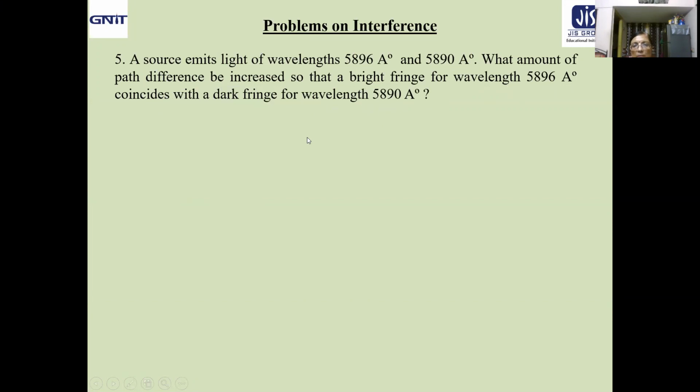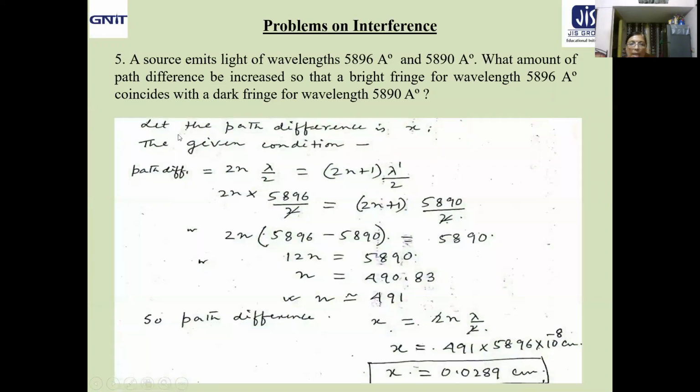So once a bright fringe for one wavelength will coincide with a dark fringe for the other wavelength, and for that purpose you have to introduce a path difference between the two sources of light. So how to do that? Let us consider that the path difference which you are introducing or increasing is x.